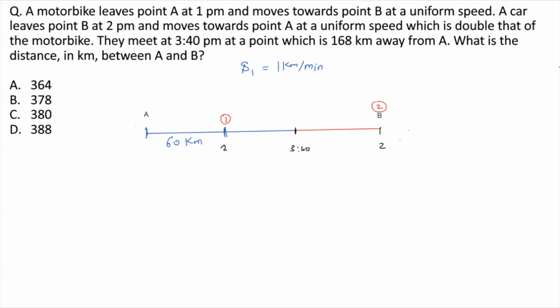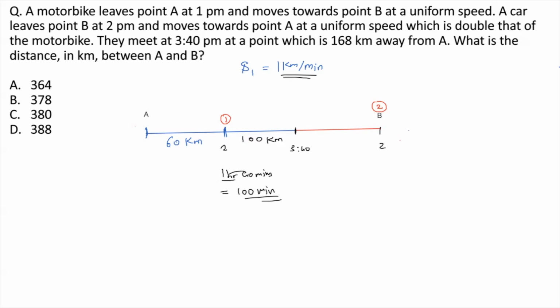Now, if you observe carefully, guys, from 2 to 3:40 is the time for which both these vehicles have traveled. The first bike has traveled from 2 to 3:40. That is 1 hour and 40 minutes, a total of 100 minutes, right? 1 hour is 60 minutes plus 40 is 100 minutes. I've assumed the speed of this vehicle as 1 kilometer per minute. So in 100 minutes, this bike covers a distance of 100 kilometers.